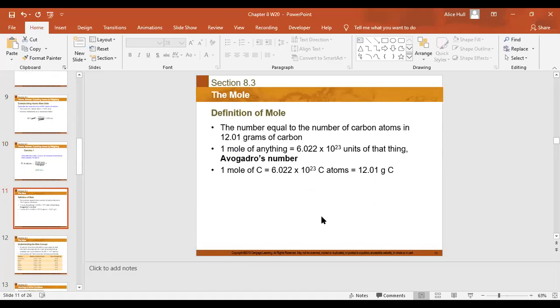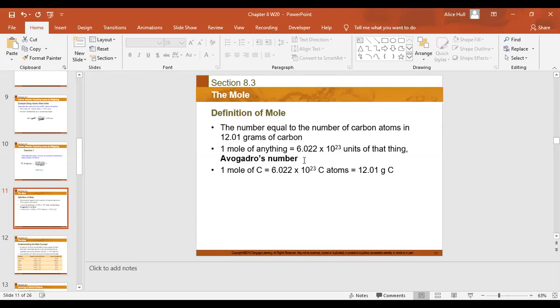Okay, so this is another key concept you guys have to, you're going to hear it a lot, and it's called a mole. And it's not the little animal, it's spelled the same, but it's not. So the definition of a mole is the number equal to the number of carbon atoms in 12.01 grams of carbon. So a mole of anything, look at this number here, a mole of anything is 6.022 times 10 to the 23rd units of that item that you're talking about. That is called Avogadro's number, and that's another key concept.